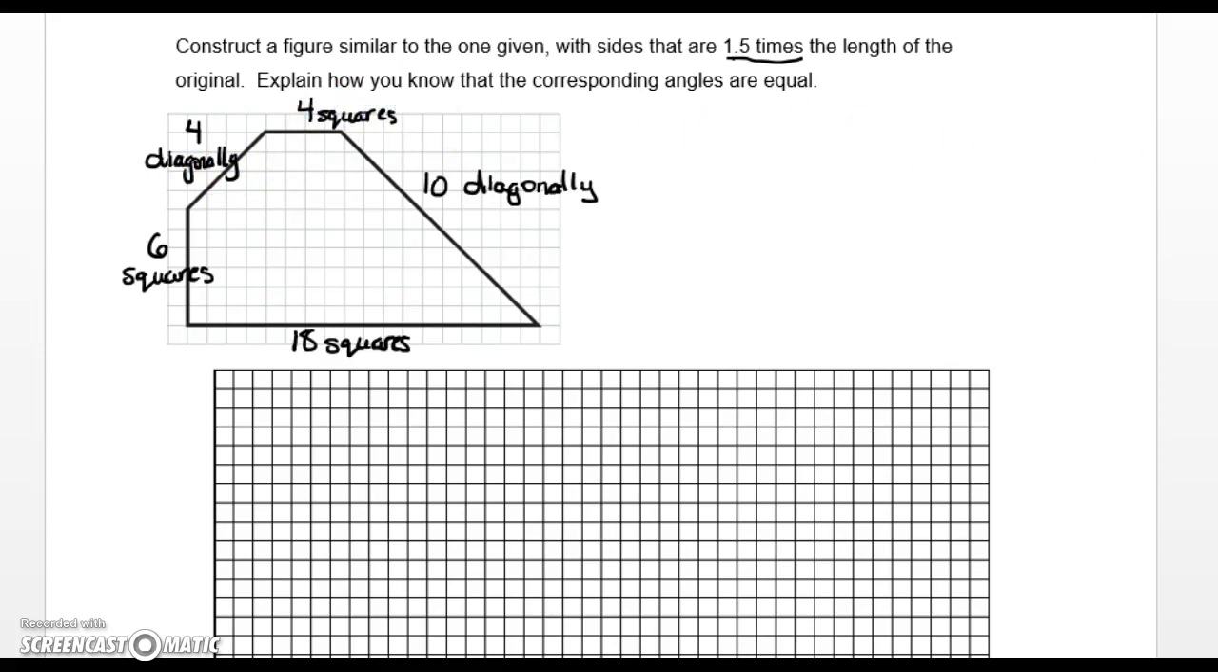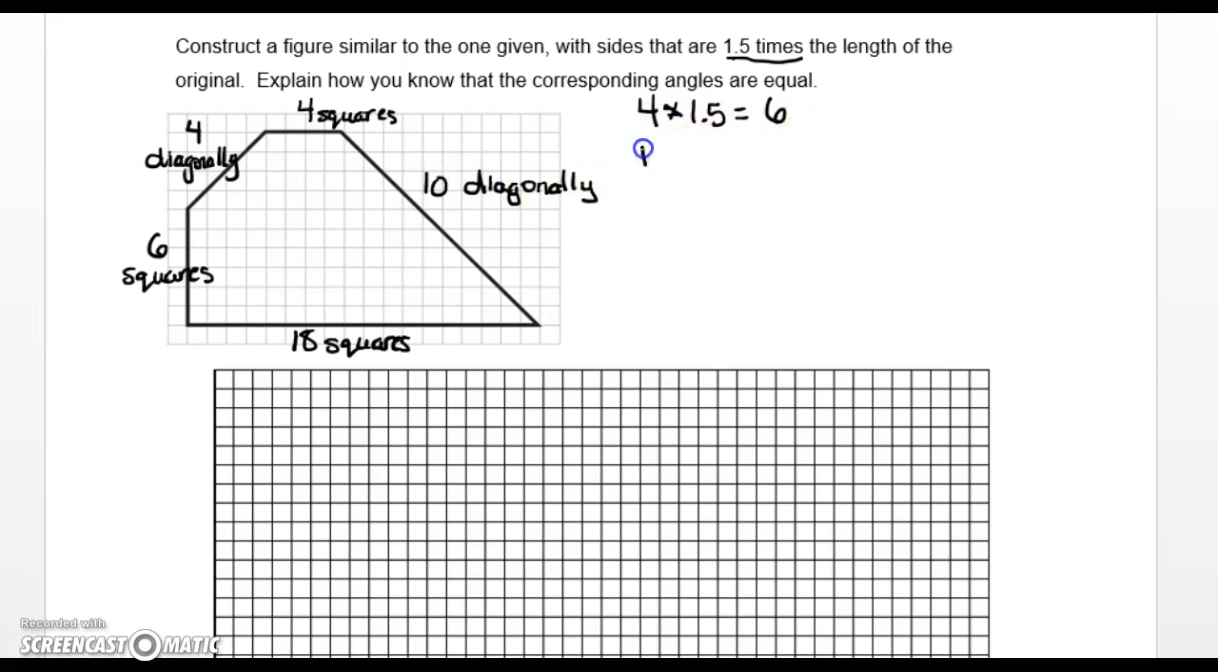So now that we know those dimensions, we can increase them by the scale factor of 1.5. We're going to take each of those dimensions and multiply them by 1.5. So we're going to start with 4 here. We're going to go 4 times 1.5, which will give us 6. So the top of our polygon will be 6 squares.